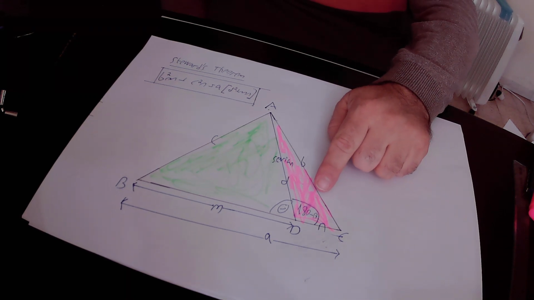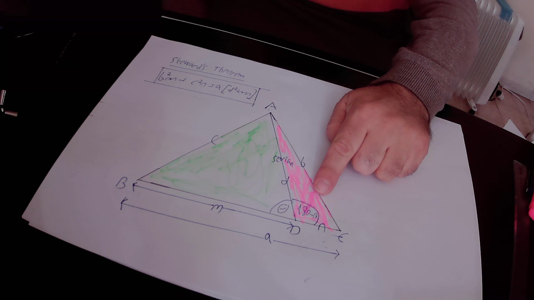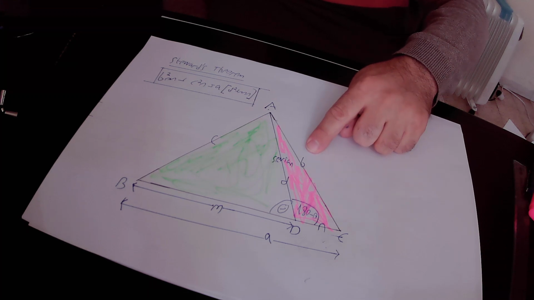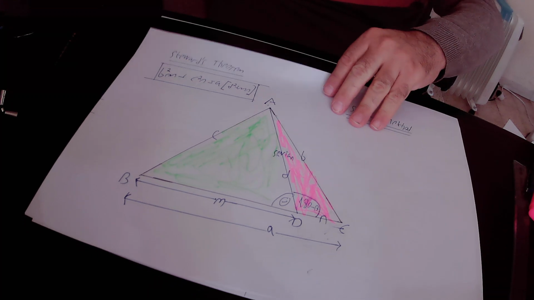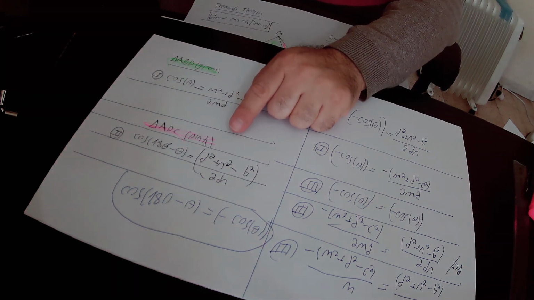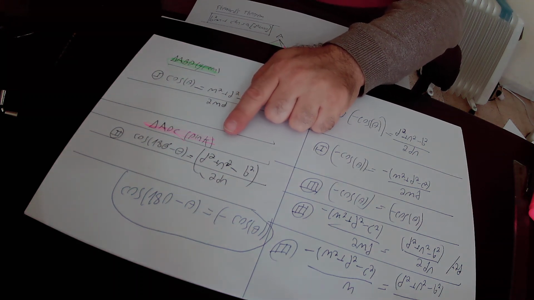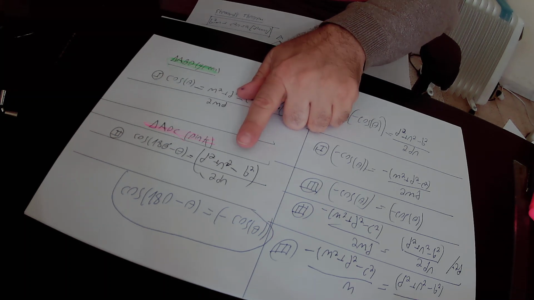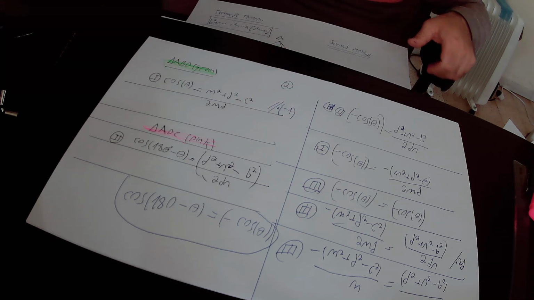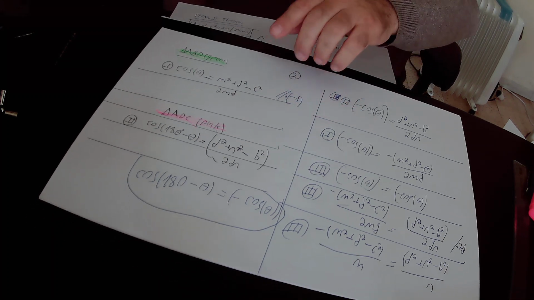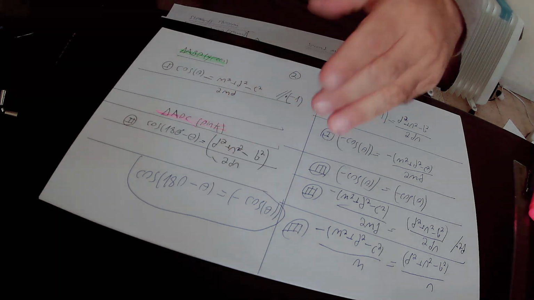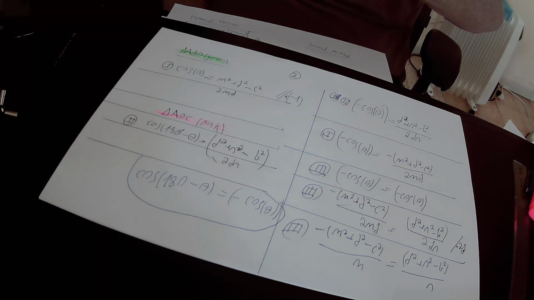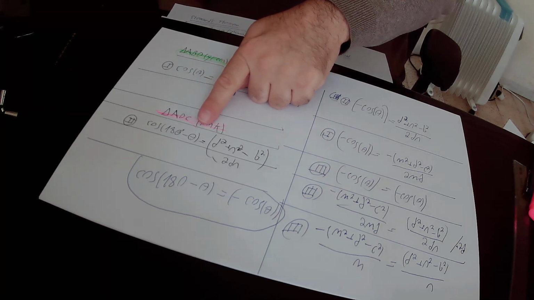In this pink triangle ADC, cosine of 180 degrees minus theta equals (d squared plus n squared minus b squared) over 2 times nd. Repeat again, according to the law of cosines in the pink triangle ADC, cosine of 180 degrees minus theta equals (d squared plus n squared minus b squared) over 2 times dn. Then we have the trigonometric identity that cosine of 180 degrees minus theta equals minus cosine theta. According to this identity, we can substitute cosine of 180 degrees minus theta by minus cosine theta.